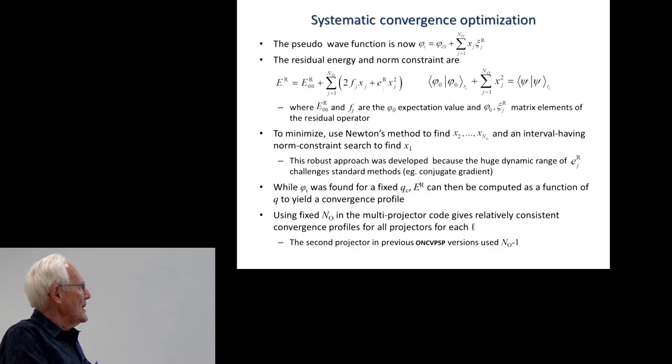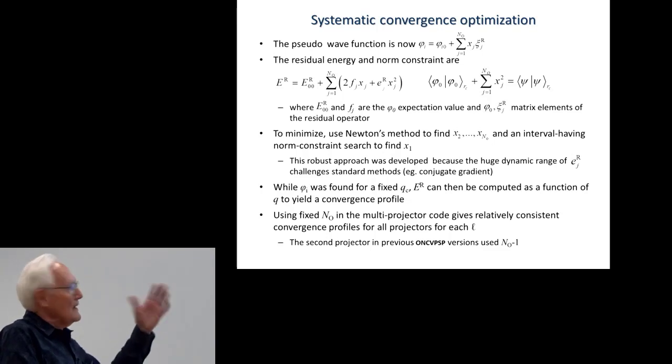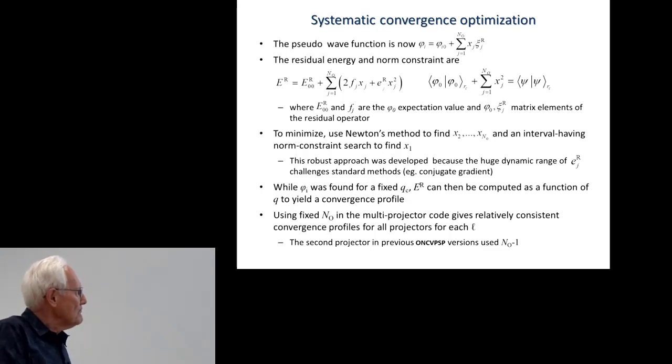It turns out that these eigenvalues of the residual energy operator span a huge dynamic range, 10 to the 4th to 10 to the 6th. And this is a reason why I had to go to this method, because ordinary methods like conjugate gradient really failed to get the right answer in this problem.